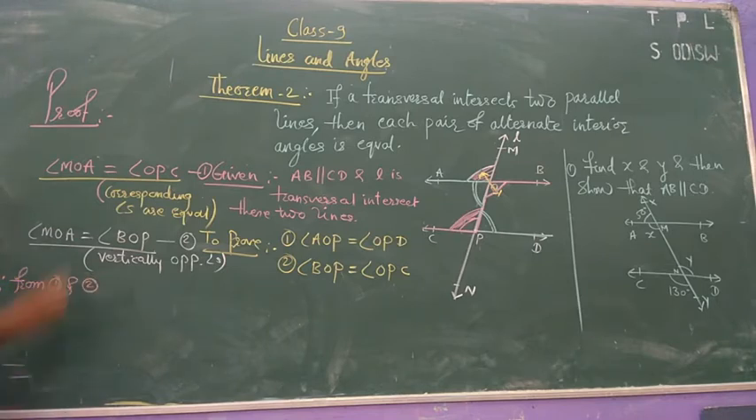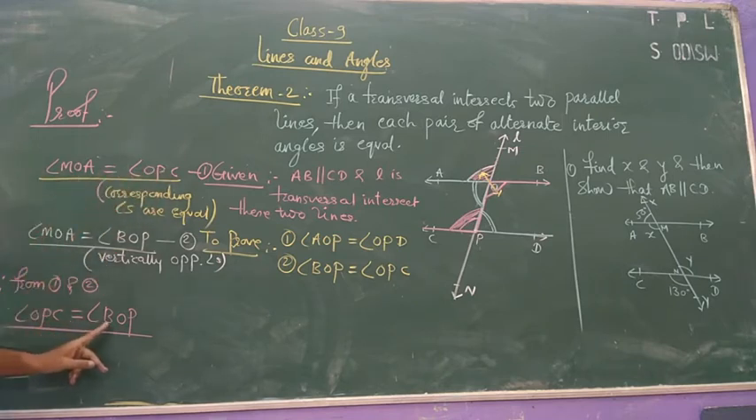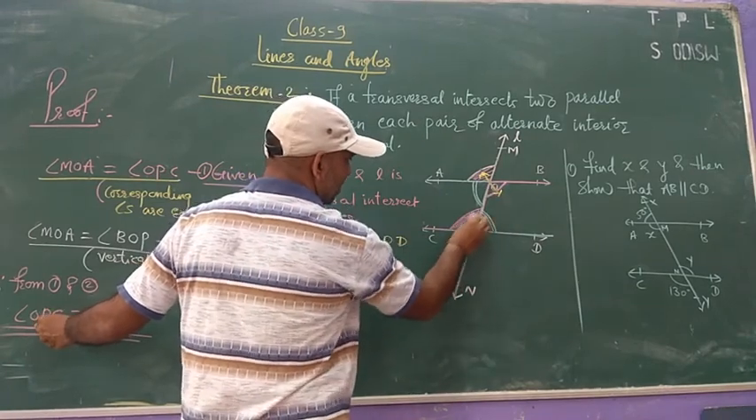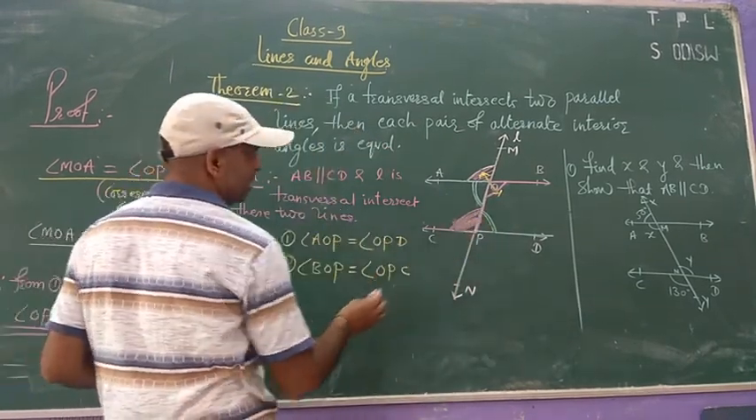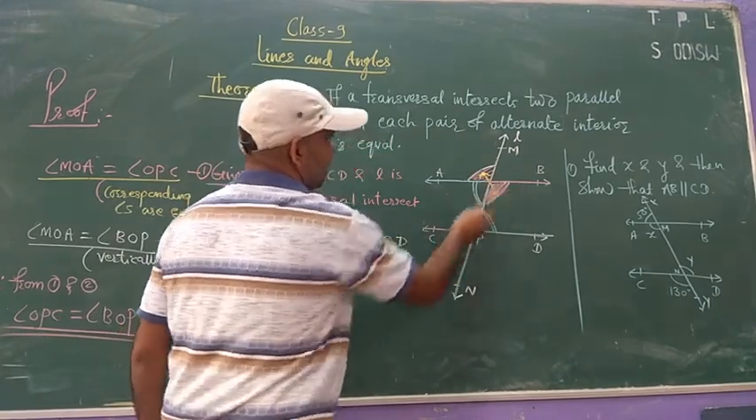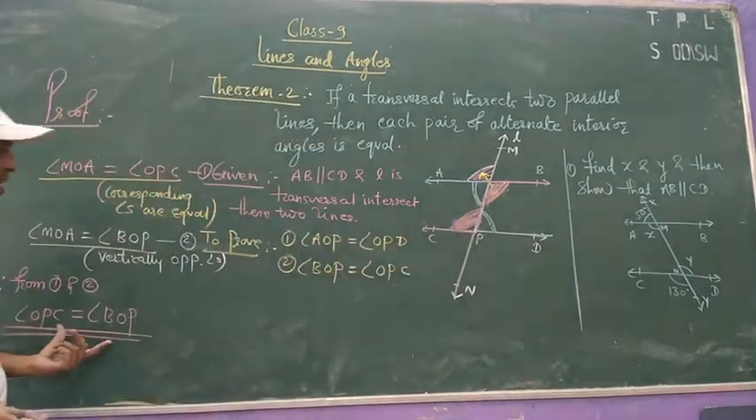what will we get? Angle OPC is equal to angle BOP, because angle OPC is equal to angle MOA, and angle MOA is equal to angle BOP, meaning angle OPC is equal to angle BOP. Hence, see here, this angle OPC is equal to which angle? Angle BOP, this angle. And these angles are alternate interior angles. So these two alternate interior angles are equal.